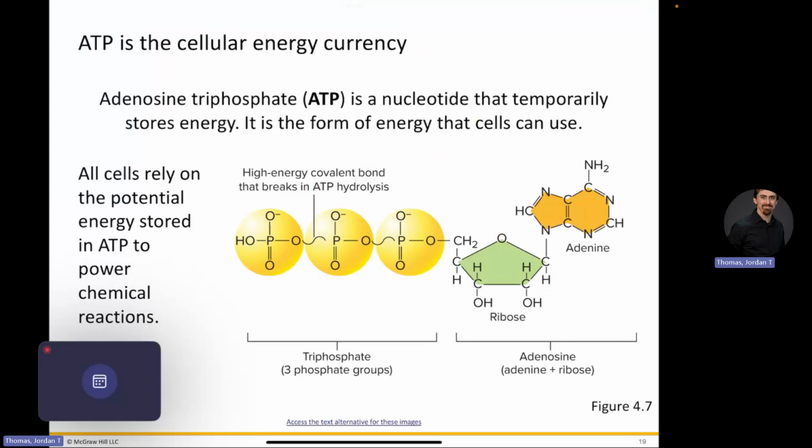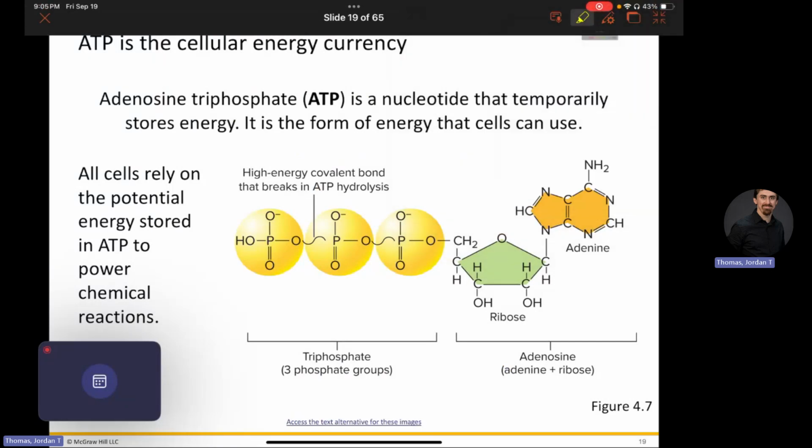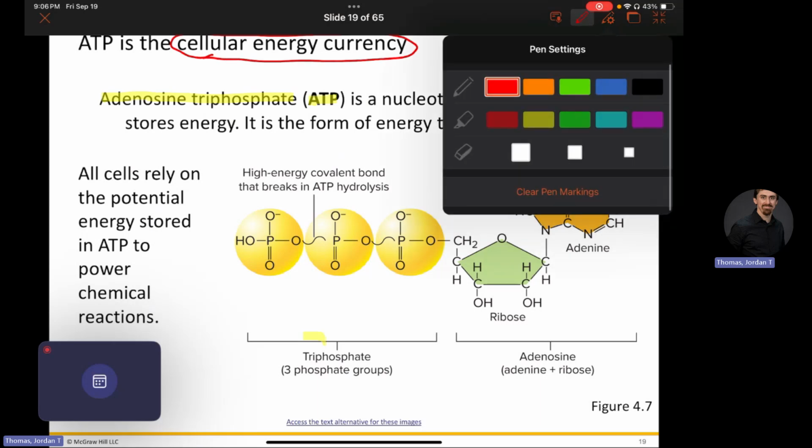And to start, let's talk about ATP. So ATP, or adenosine triphosphate, is known as the energy currency of the cell. And that's the big thing I want you to know about this molecule. ATP is the energy currency of the cell.